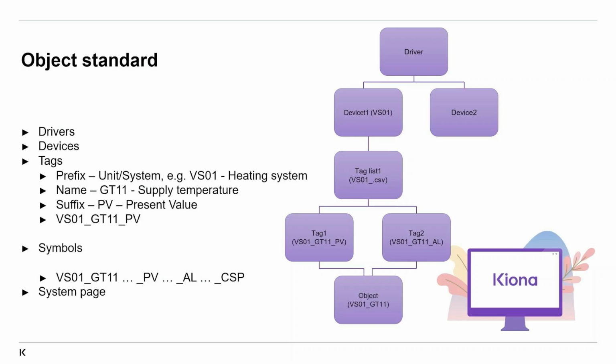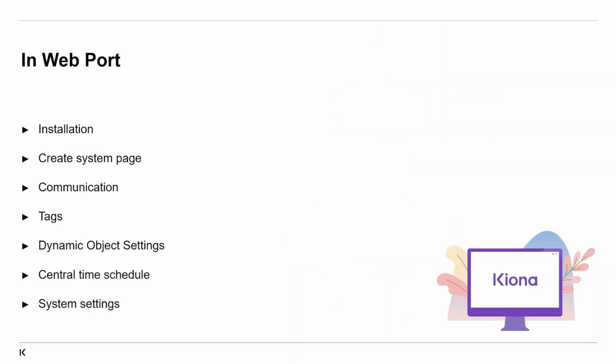On the process page, you then create objects, for example, VS01_GT11, where you also specify a prefix filter within the object. In this example, it's the same name as the object itself, namely VS01_GT11. Then, all tags with the prefix VS01_GT11 are linked to this object, automatically bringing up all present values, set points, and alarms.